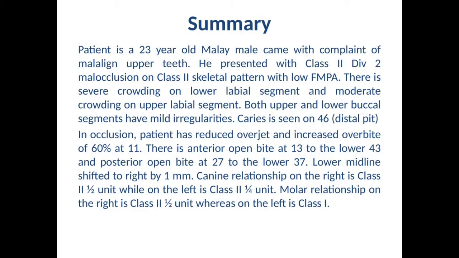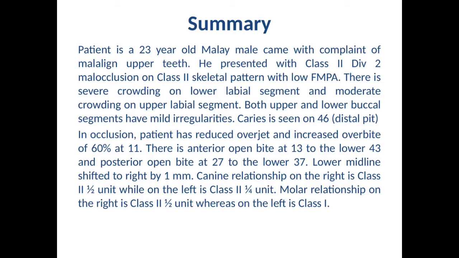For summary, patient is a 23-year-old Malay male, came with complaint of malaligned upper teeth. He presented with class 2 division 2 malocclusion on class 2 skeletal pattern with low FMPA. There is severe crowding on lower labial segment and moderate crowding on upper labial segment.